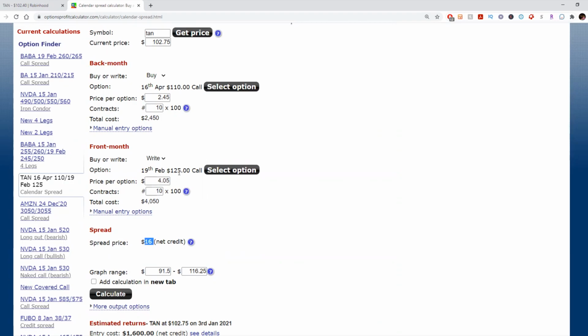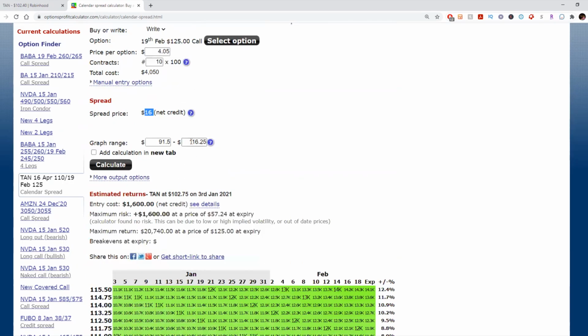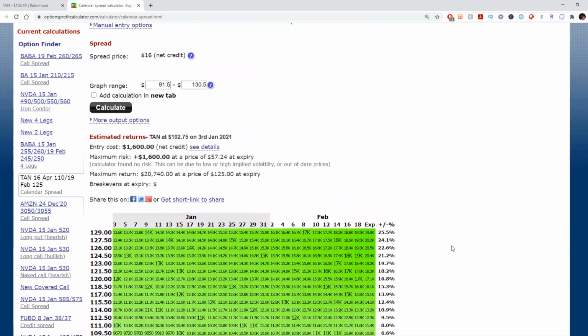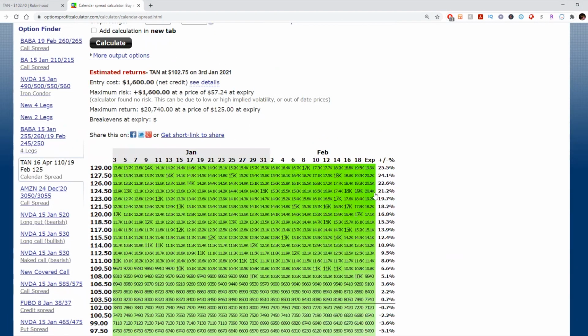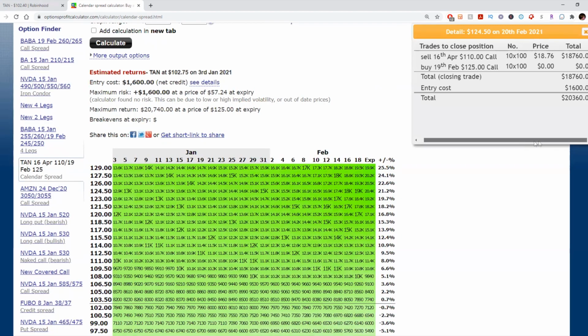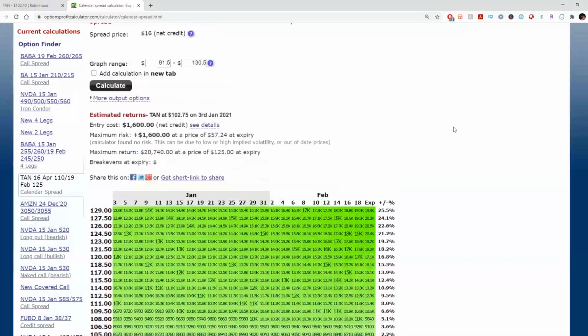And if it does go to 125, for example, by expiration, you'll see the math here. Your maximum profit is about $20,000, because you would be able to sell your April call for $18,760. Your 125 call would potentially expire worthless, and you could close your April call for $18,760, and you also got an additional credit of $1,600. So that's a net profit of $20,360. Okay. So that's exactly how I like to trade calendar spreads.